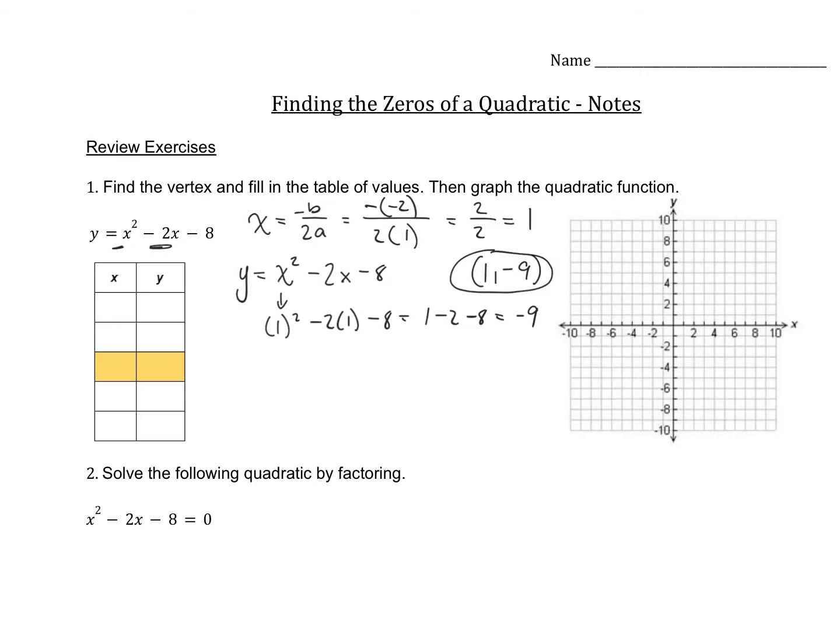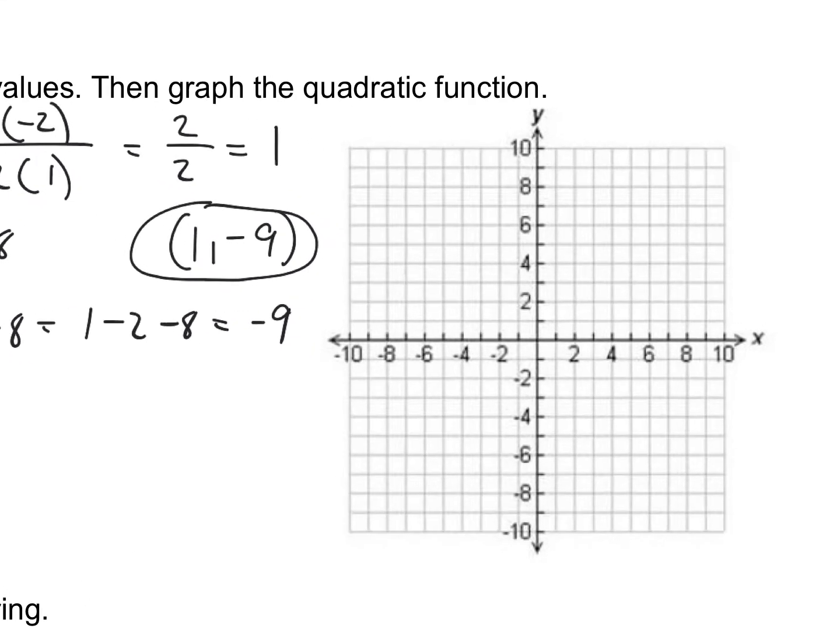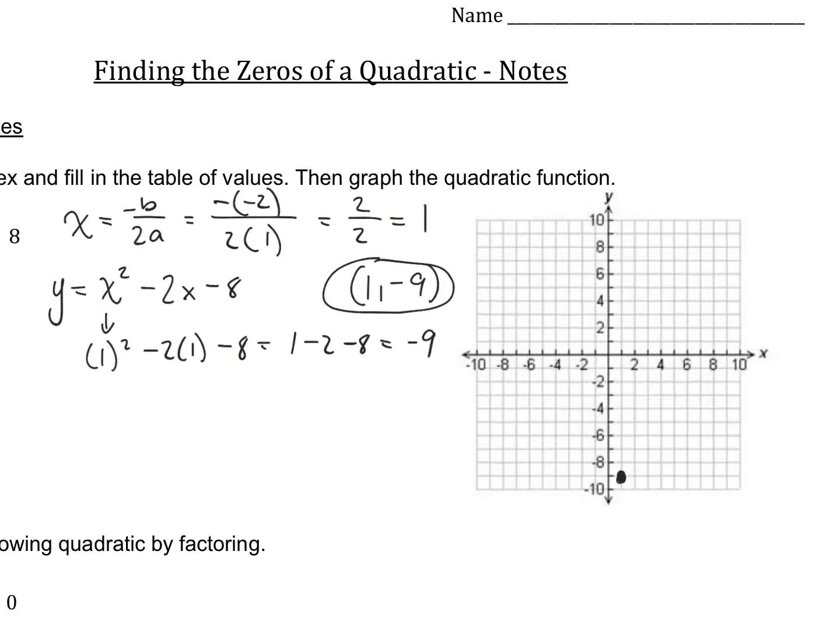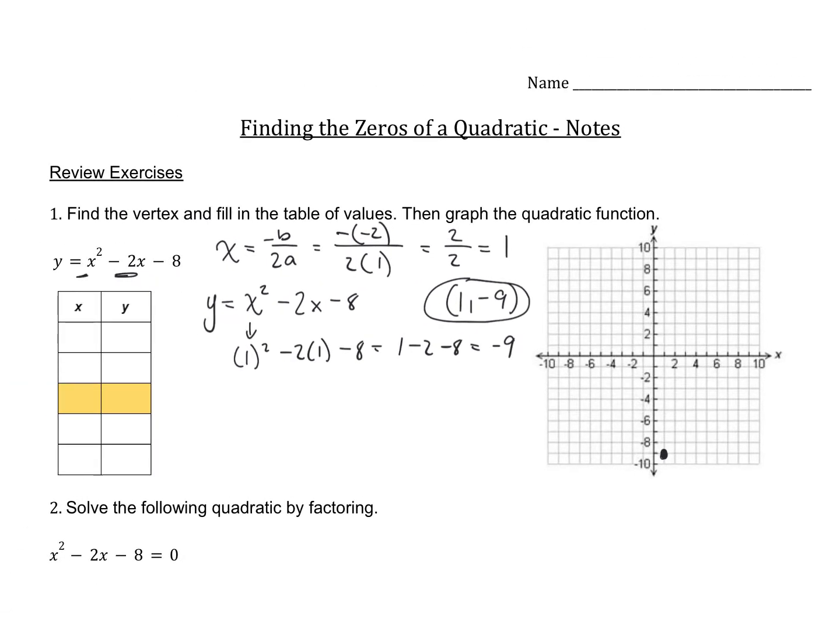All right, so I'm going to go ahead and plot that point on my graph here, (1, negative 9). That is my vertex of the graph. Looking at my graph, I also see that it's positive, so I know my graph is going to be opening up. And now I can use that table of values and fill it in to figure out those other points. So my vertex is always going to go in the middle, and then I'm going to find 2 points on each side of that vertex.